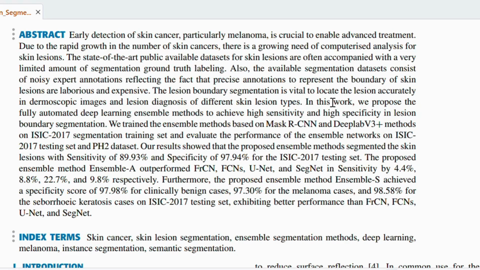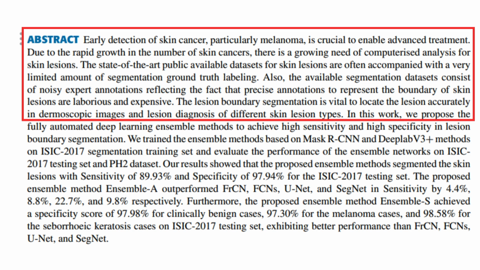The lesion boundary segmentation is vital to locate the lesion accurately in dermoscopic images and lesion diagnosis of different skin lesion types. So the first few lines talk about the problem, skin lesion segmentation in dermoscopic images, and why it is important. This covers up our first point, that is problem and its significance.